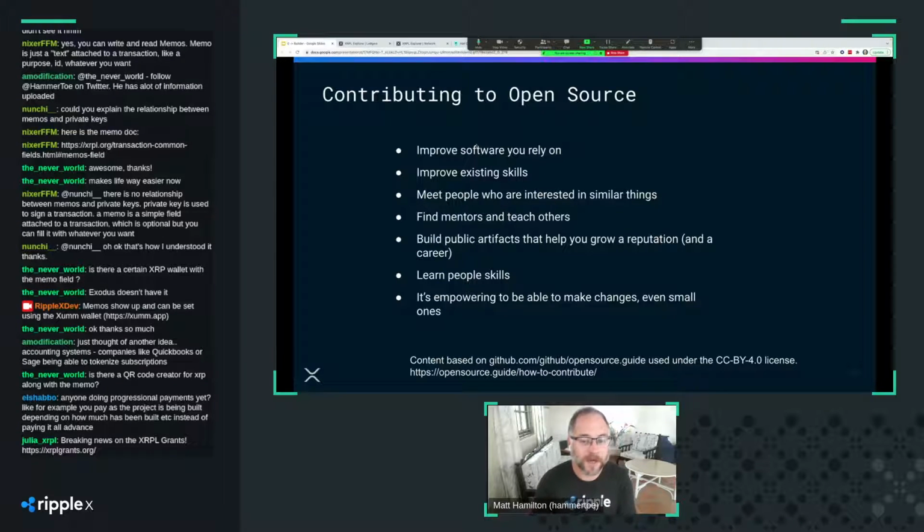You build public artifacts to help you grow a reputation and a career. This is a great one, right? Open source software by definition is publicly visible. So if you're going for a job and they say, what experience do you have? If you're going for a job as a developer, you could say, hey, look, this is code that I've contributed to. This is code I've written. This is where I submitted a bug request. This is where I improved the documentation, or I went through and triaged some issues.